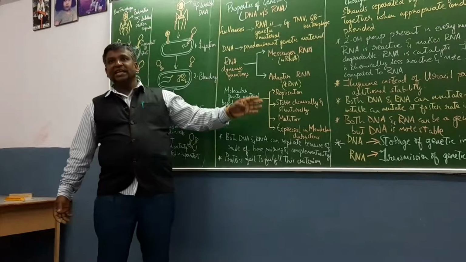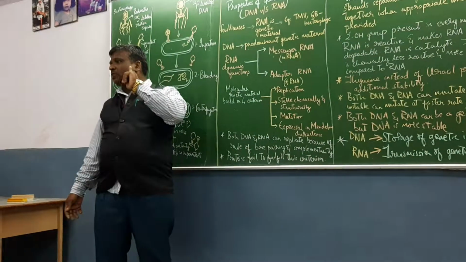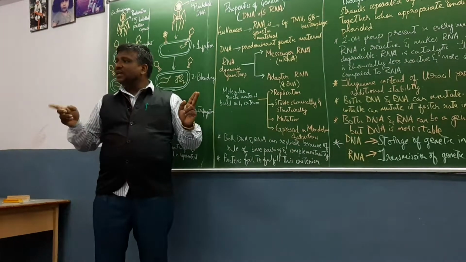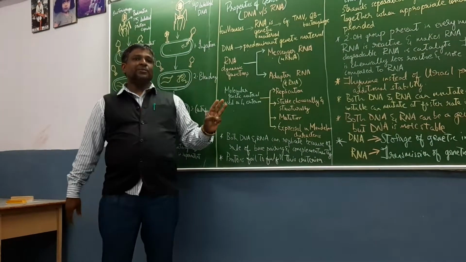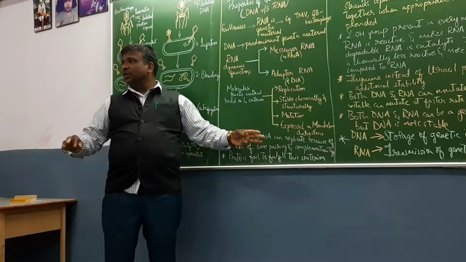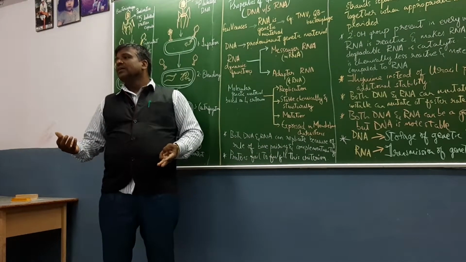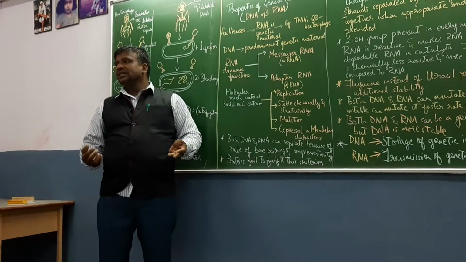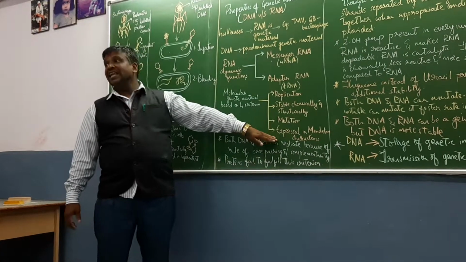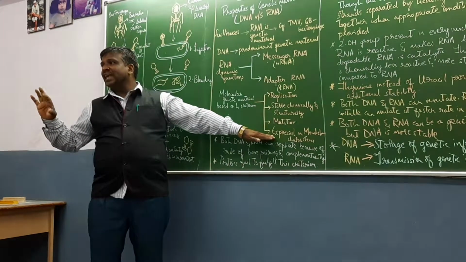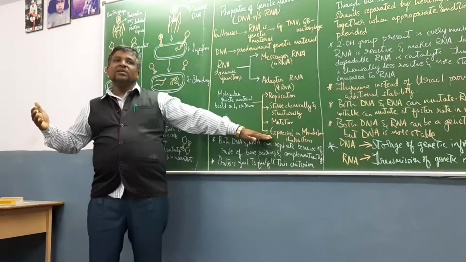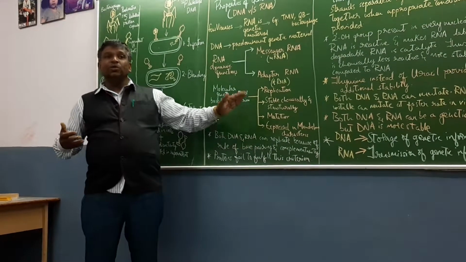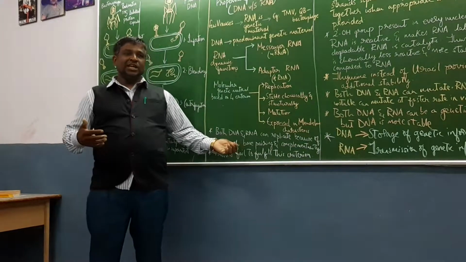By these four criteria. First, it should be able to undergo replication of its own copy. Second, it should be chemically and structurally stable. Third, it should have mutations. Mutations and variations are raw materials for evolution. And it should show Mendelian characters, or the principles of Mendelism. If a molecule does that, then you can call it genetic material.